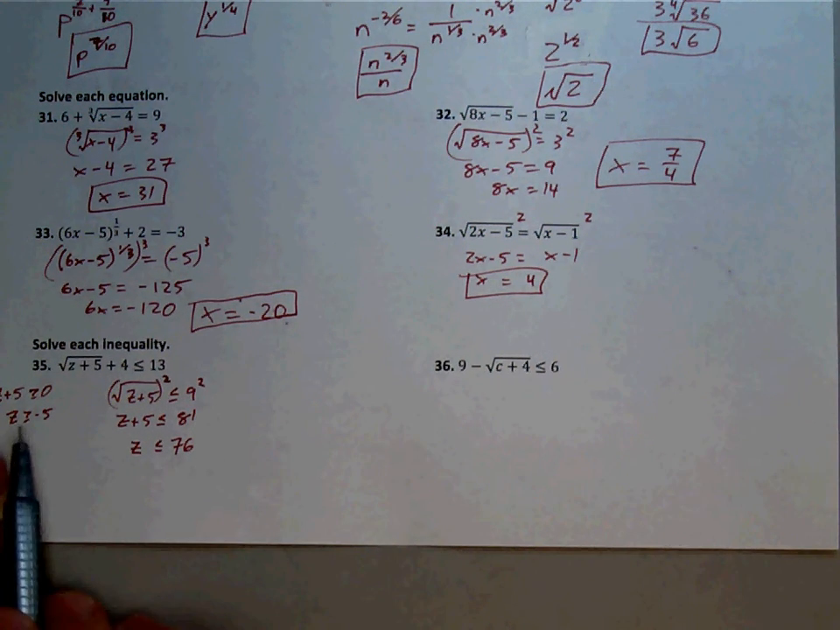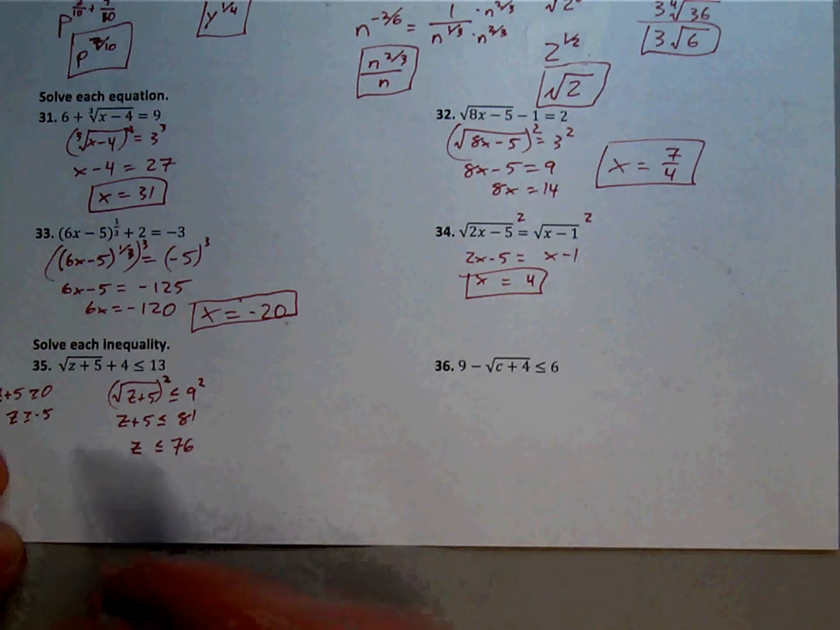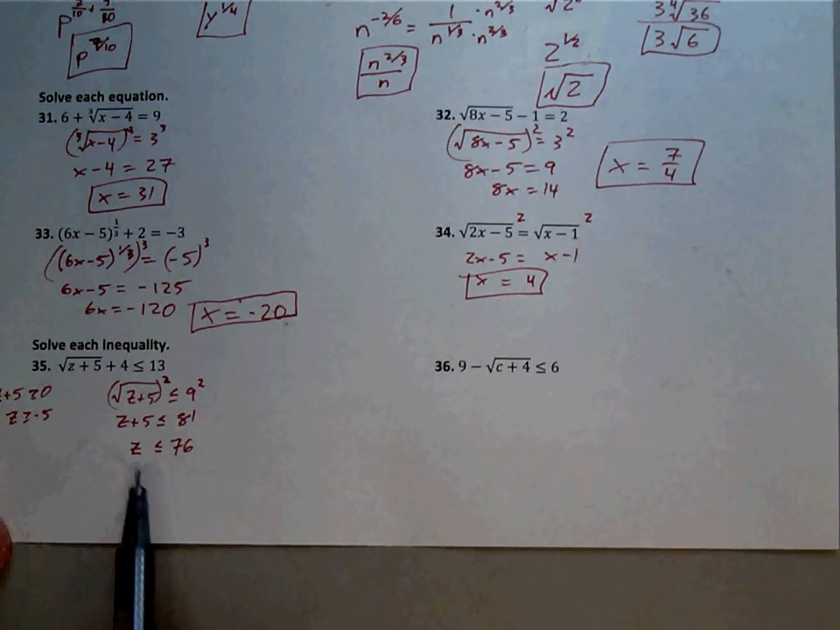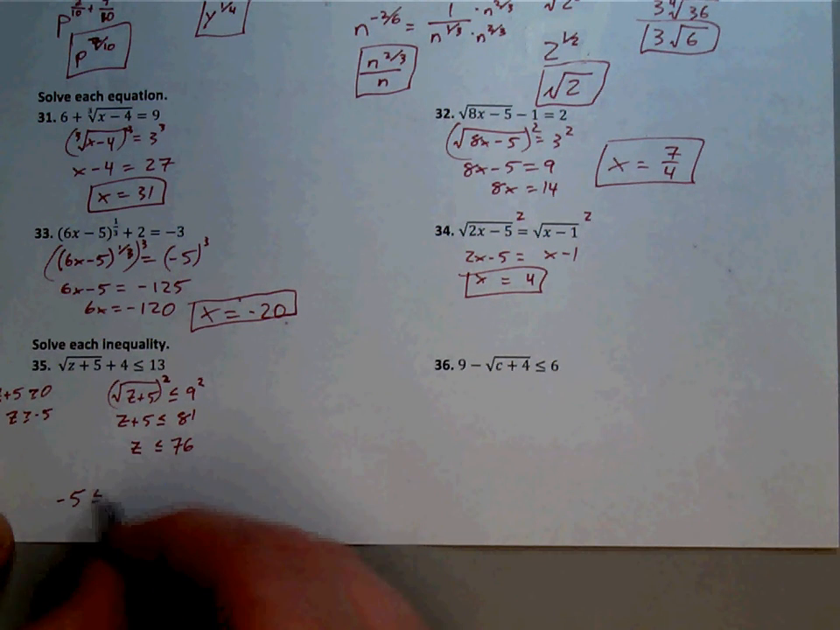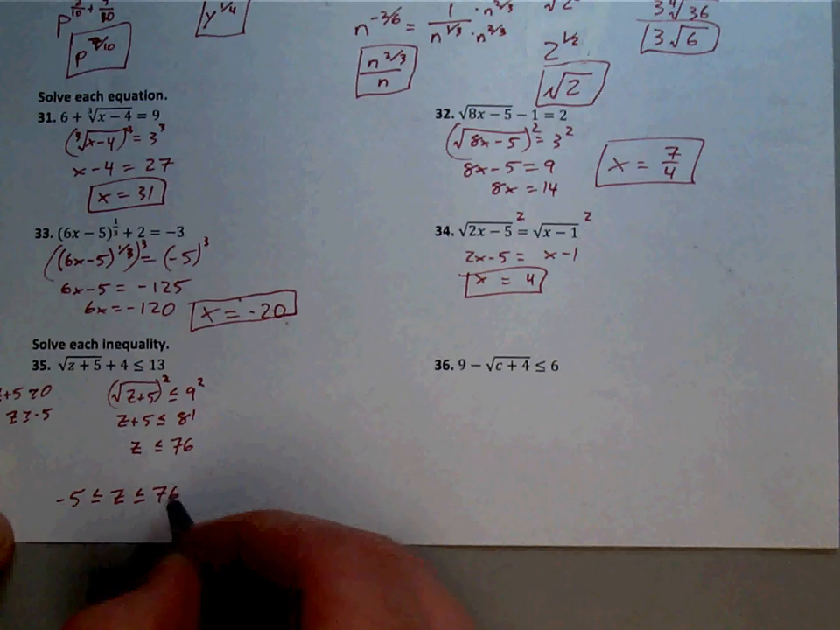We also said it had to be greater than or equal to negative 5. So there's a little bit of an issue there. So we have to be in between. So negative 5 is less than or equal to z is less than or equal to 76.